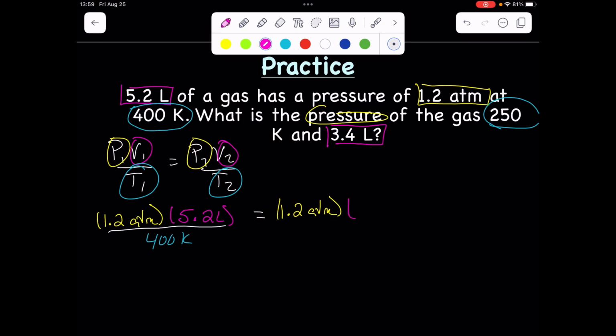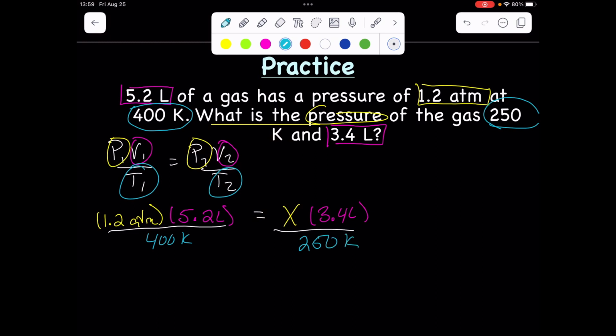Wait a minute, anybody yelling at me, Miss Moore, that's not right? Try that again. Okay, so our second pressure is what they're looking for, right? So that is our X. Sorry about that. And then our second volume is 3.4 liters. And our second temperature is 250 K.